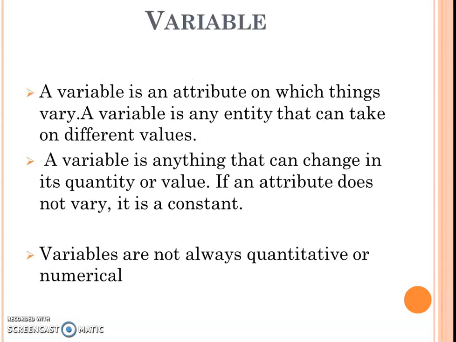Now we have to discuss a different word which is a part of the business research. We have already discussed this word, but we are going to discuss it in detail. This word is called variable. For every research, we need to have variables in our study. A variable is an attribute on which things vary. That is a very simple understanding of this word. A variable is any entity that can take on different values. A variable is anything that can change in quantity or value. If an attribute does not vary, it is a constant.